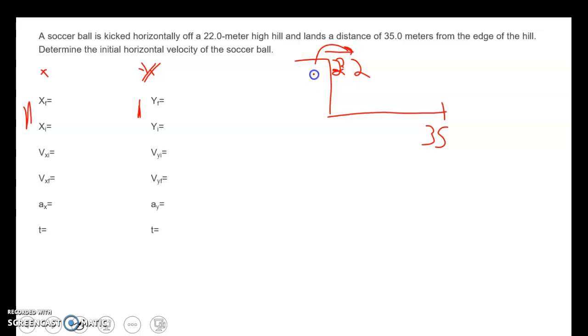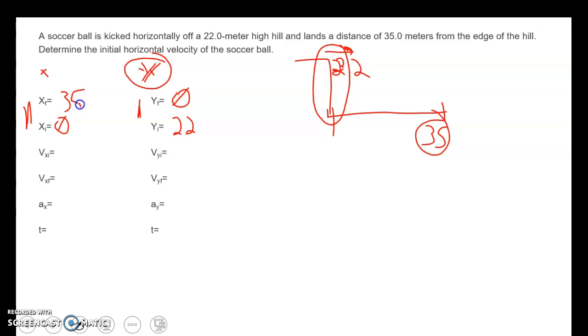Okay, so 22 meters high. So this height is going to be my y. So my initial y is going to be 22. Since the ground's where it lands, my final y is going to be 0. And the x, my initial x is 0, but my final x is 35.